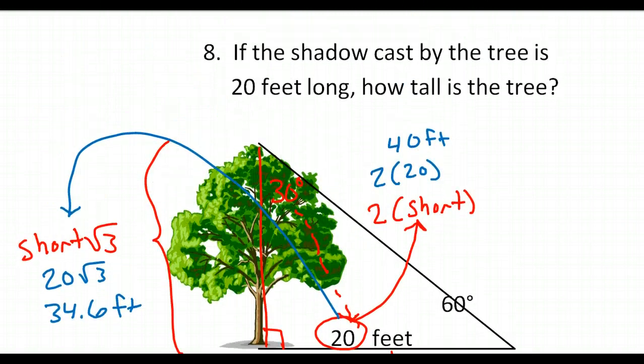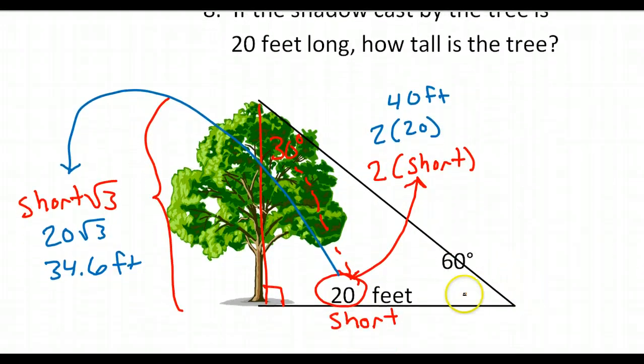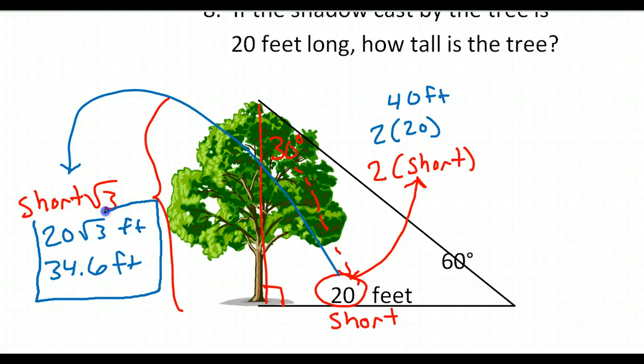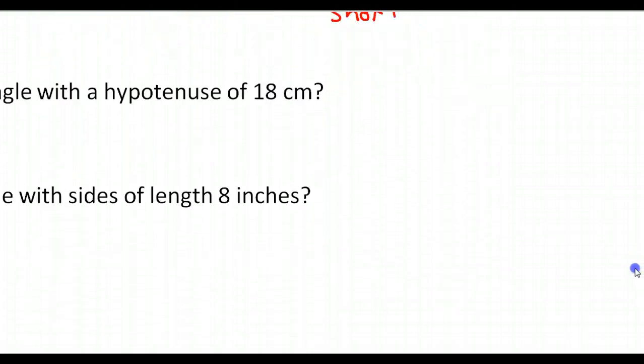If the shadow cast by the tree is 20 feet long, so this is our shadow right here, how tall is the tree? So the tree is 20 radical 3 or 34.6 feet. So this is the answer to this particular question. Okay, what else you got for me?